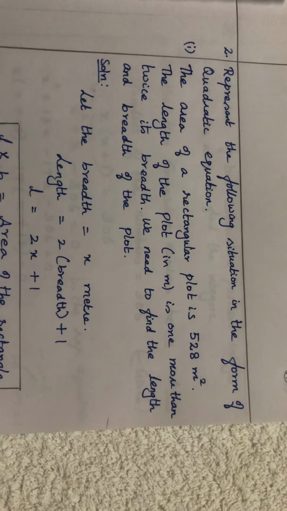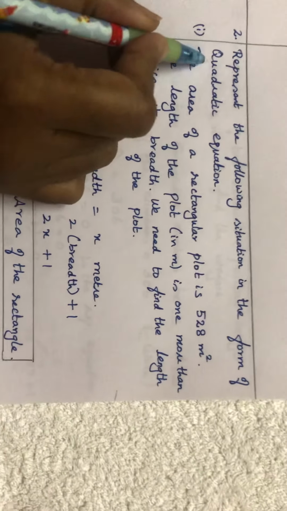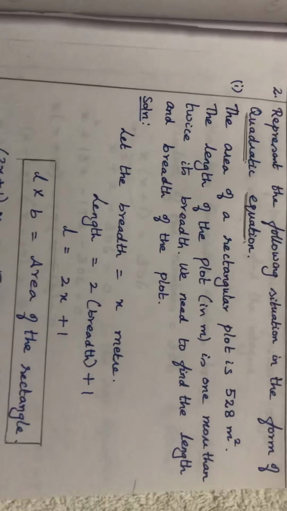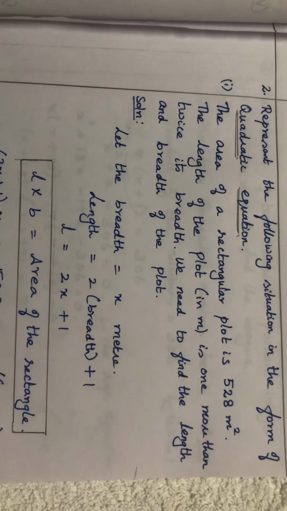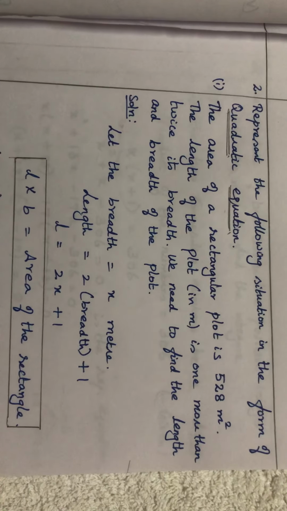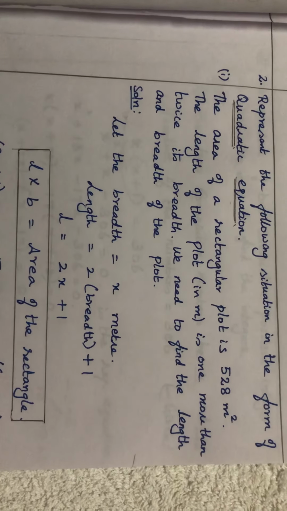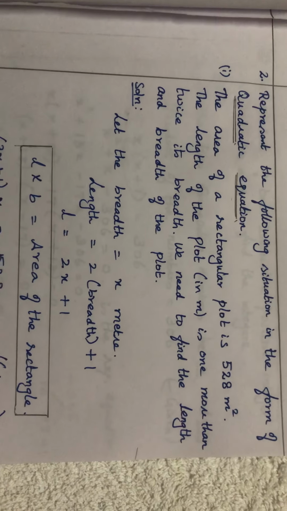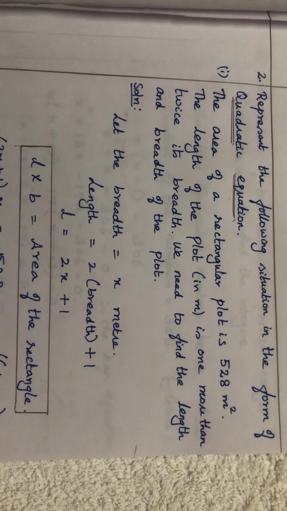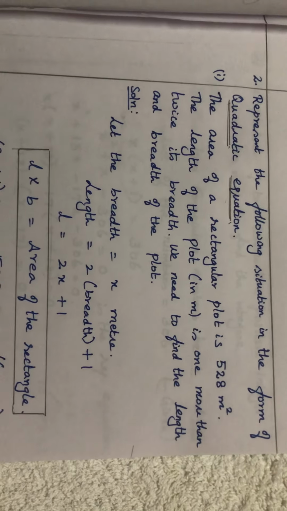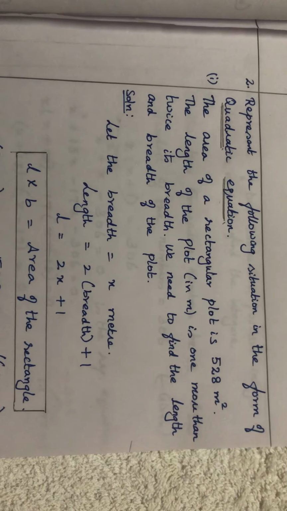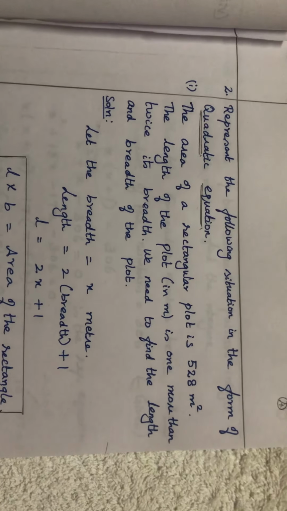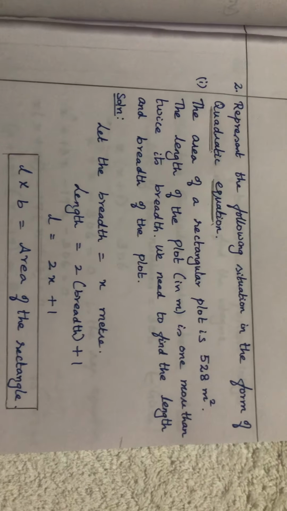In the form of quadratic equation. So first we have to frame the quadratic equation. First subdivision. The area of the rectangular plot is 528 meters square. The length of the plot is 1 more than twice its breadth. We need to find the length and breadth of the plot. So they are asking you to frame the quadratic equation and to find the length and breadth.